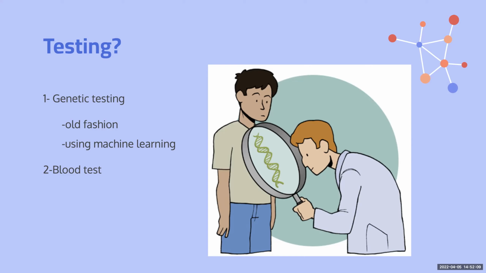There are two ways to discover whether we have a copy of these risk genes or not. First of all, taking a genetic test will confirm an individual's genotype, and it's pretty reliable. There's an old-fashioned type of genetic testing which takes longer to give us the result back. With the help of technology, everything is easier. With the help of machine learning, we can do another type of genetic testing that's much easier and much quicker.